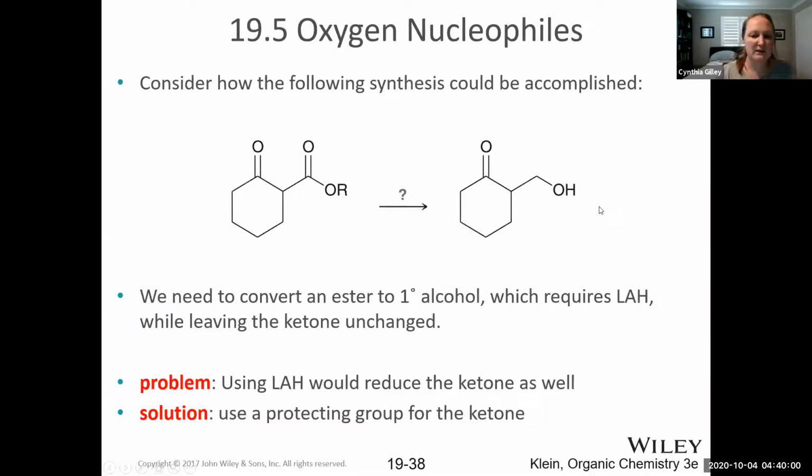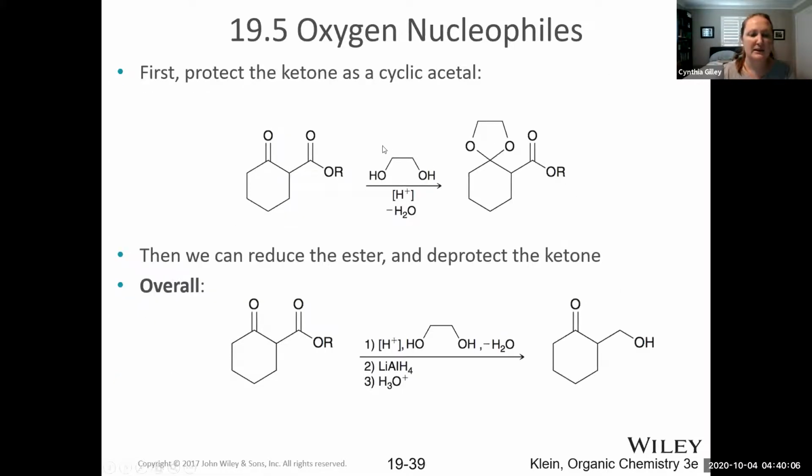So if we wanted to do this, we would need to utilize a protecting group for the ketone. What we could do is form a cyclic acetal using a diol, a strong acid catalyst, and potentially removing water from the reaction mixture to favor the acetal addition. At this point, this carbonyl carbon is protected. Now we could reduce our ester. To reduce an ester, we need to use lithium aluminum hydride. And then we can remove the acetal. Under dilute acid conditions, that's how we remove the acetal protecting group.